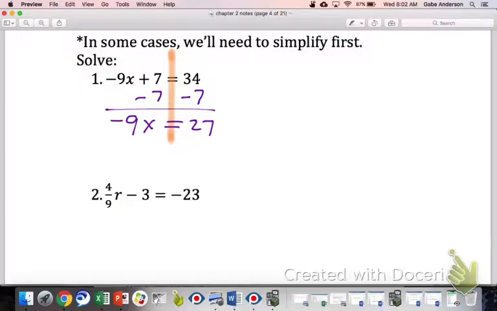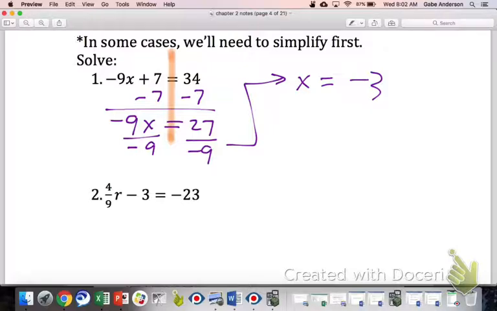Divide by negative 9. On both sides. That's right. So I'm going to divide both sides by negative 9. And when I do that, the negative 9s cancel out. What is 27 divided by negative 9? Negative 3.